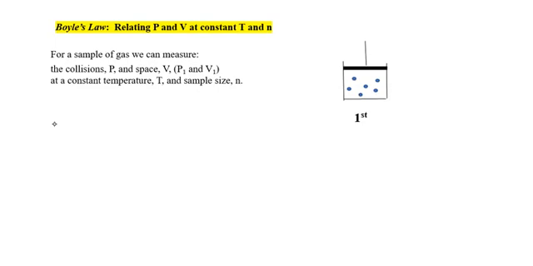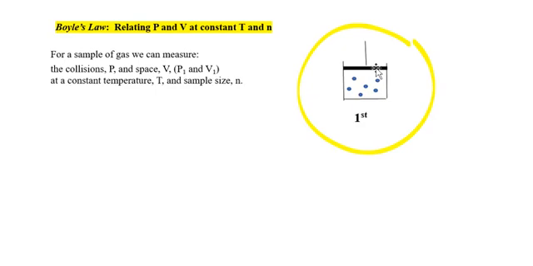First is Boyle, Robert Boyle. Boyle's law, he related P and V at constant temperature and number of moles. Basically a sample of a gas. And in this case, I'm going to be using this whole idea of a piston. I can sort of push down on this, like a plunger on a syringe. I can push down on that and change the volume, or pull back on it and change the volume. So basically, that's all I really want to do there.